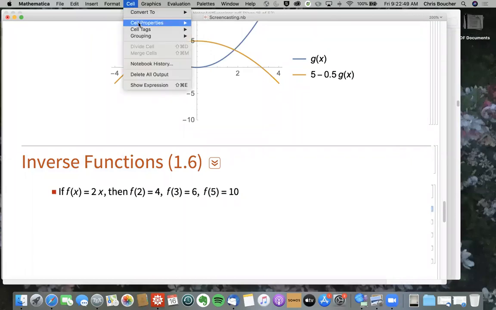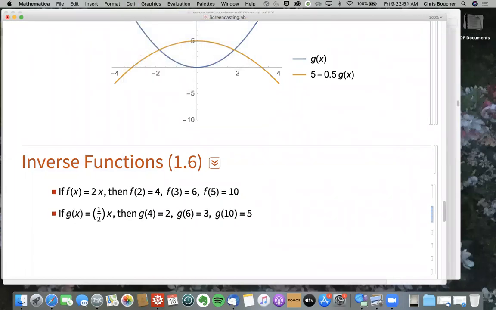And here is another simple function, g of x equals 1/2 x. Again, I can compute some function values. G of 4 is 1/2 times 4, which is 2. G of 6 is 1/2 times 6, which is 3. G of 10 is 1/2 times 10, which is 5. The thing to notice about these functions is that whenever f takes an input to an output, g takes that output right back to the original input. F of 2 is equal to 4, and g of 4 is equal to 2. F of 3 is equal to 6, and g of 6 is equal to 3.